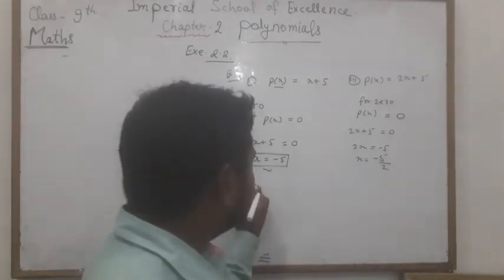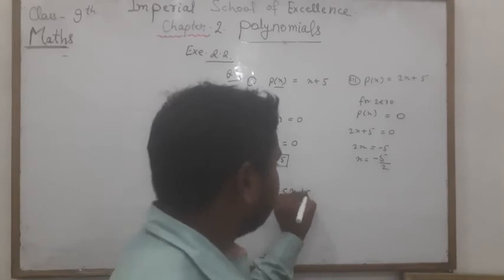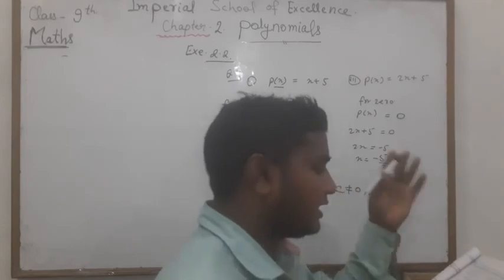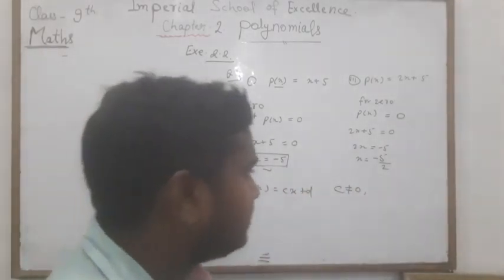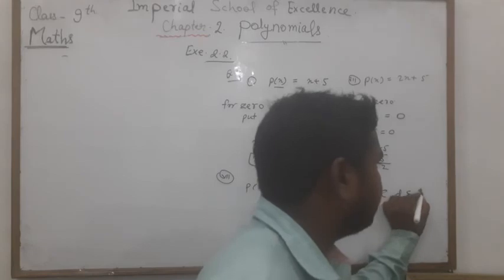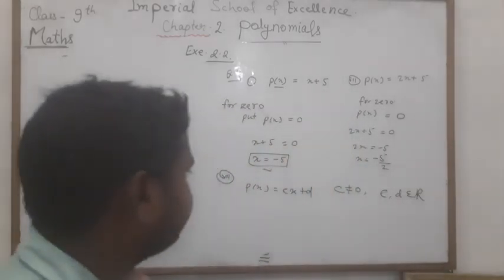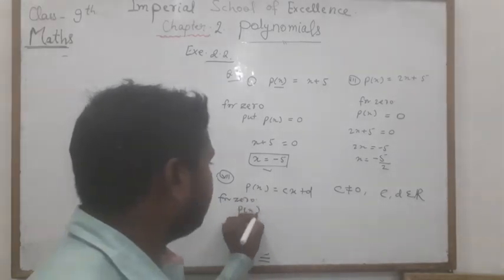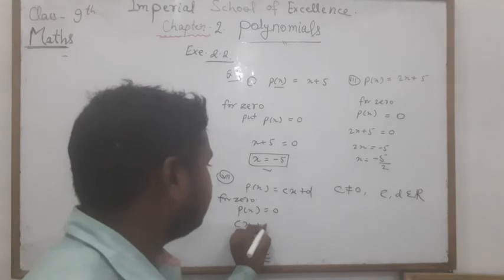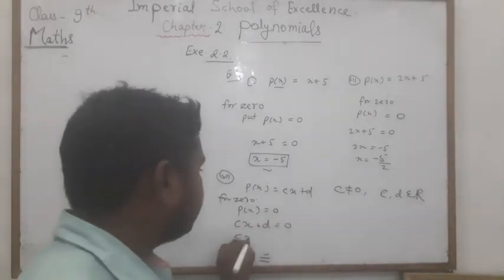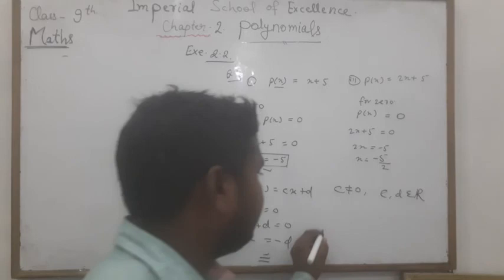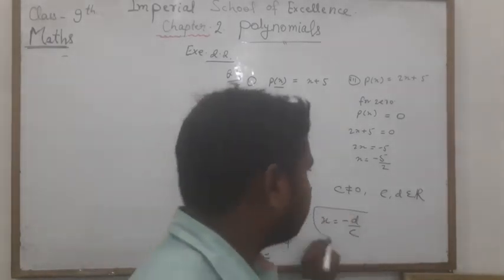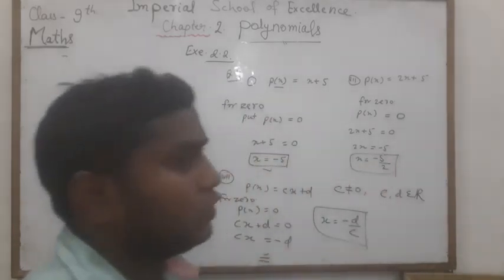polynomial p(x) this is equal to cx plus d. okay, and here it is given that this c is not equal to 0 and they are real numbers. C and D are real numbers, means C and D belong to real numbers, okay. So for 0 put p(x) is equal to 0, means cx plus d is equal to 0, means this cx is equal to minus d, and means x is equal to minus d by c, okay. So this will be the 0.